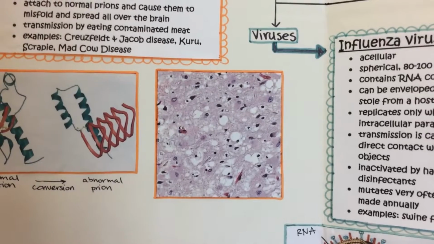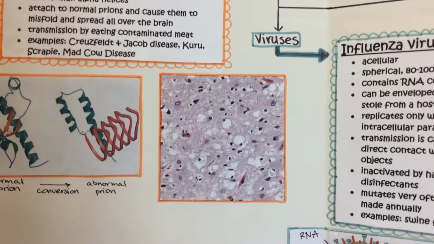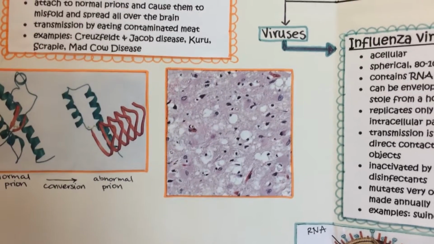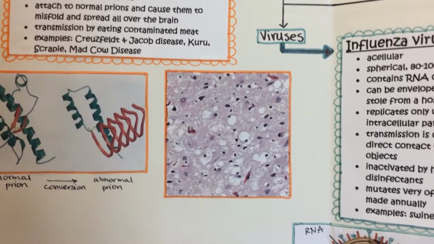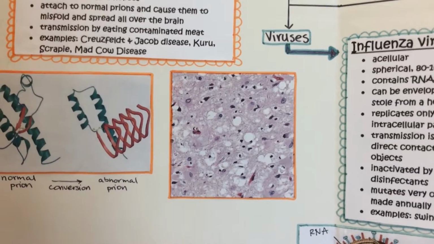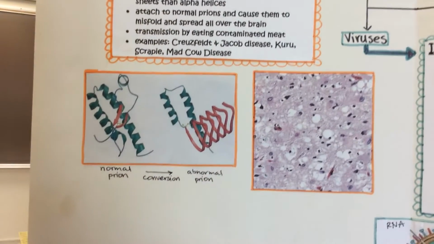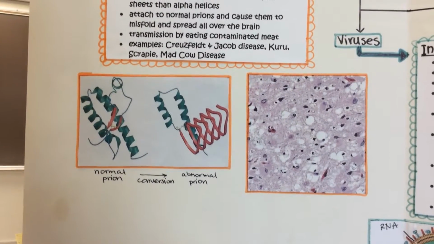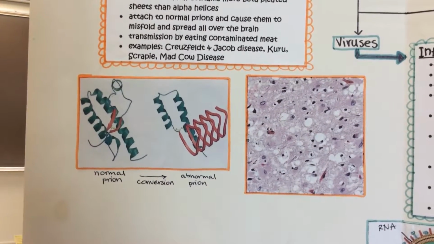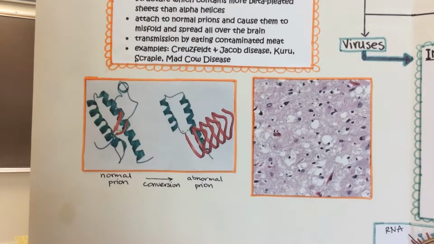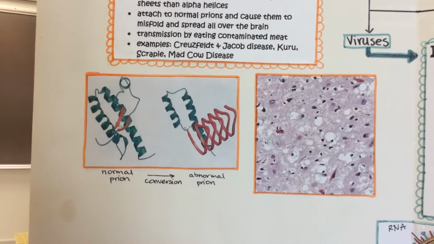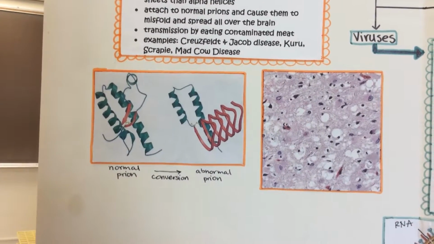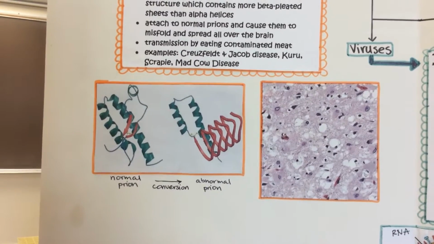So the TSEs are 100% fatal. There's no treatment for them. Some examples are mad cow disease, Kuru, and Creutzfeldt-Jakob disease, which we'll be discussing in lecture. Now remember, prions are abnormally folded proteins. They lack DNA, they lack RNA, they don't have any genetic information. The misfolded prions are one of the most resistant structures known. Normal autoclaving will not destroy them, and this is a huge concern in hospitals.